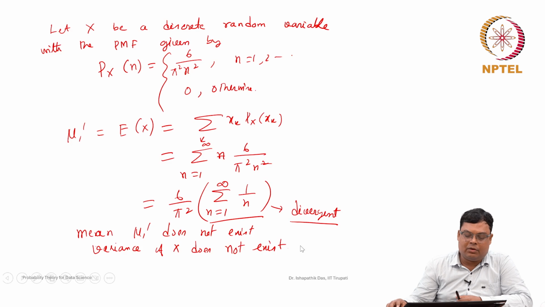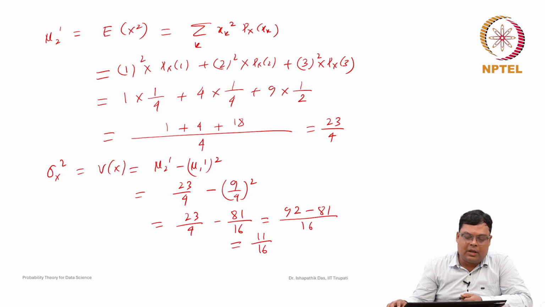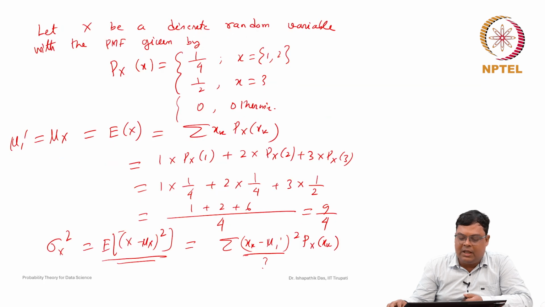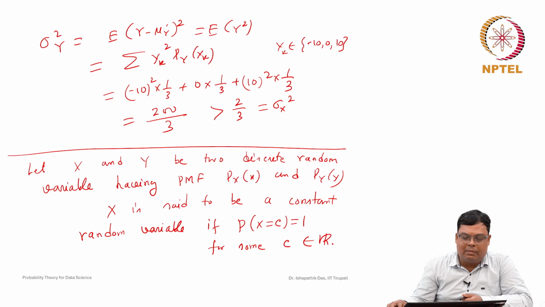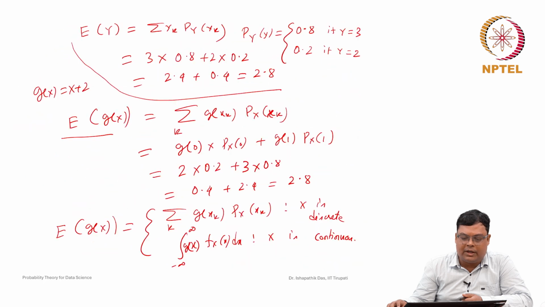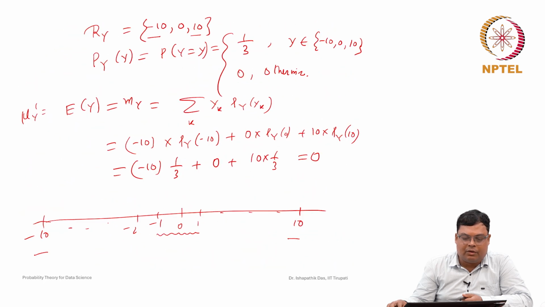So, here you can see one example that the mean and variance of a discrete random variable do not exist. Now we will discuss finding the mean and variance of a continuous random variable. We have discussed some examples of continuous random variables; we will take one example.